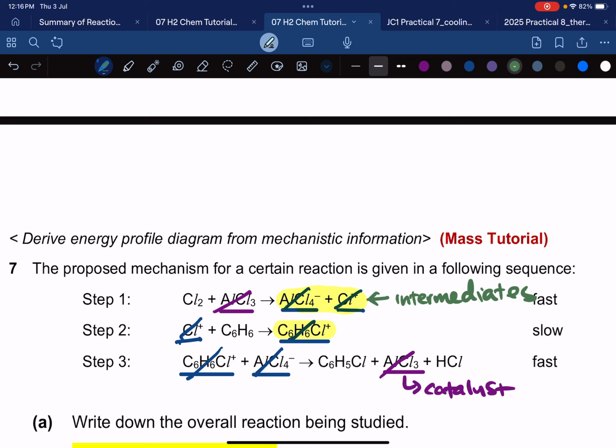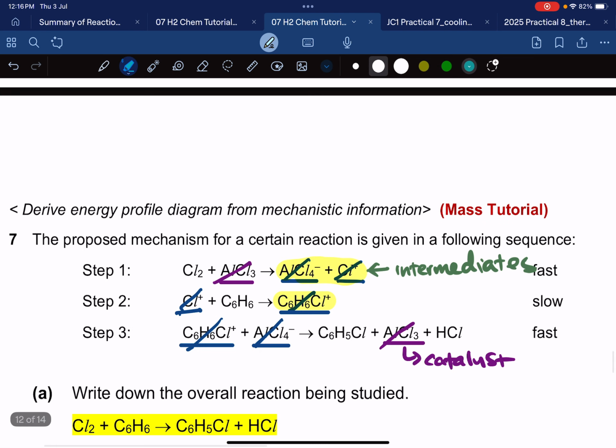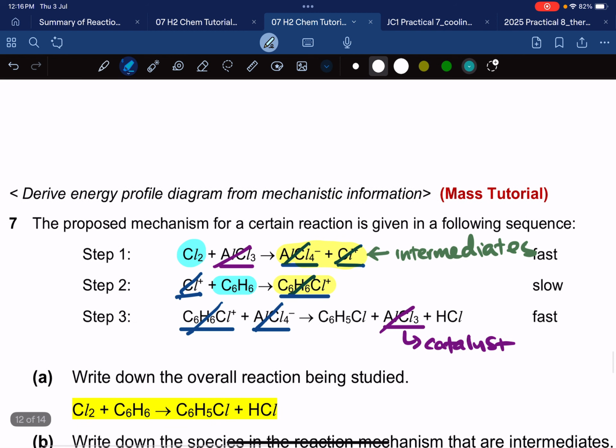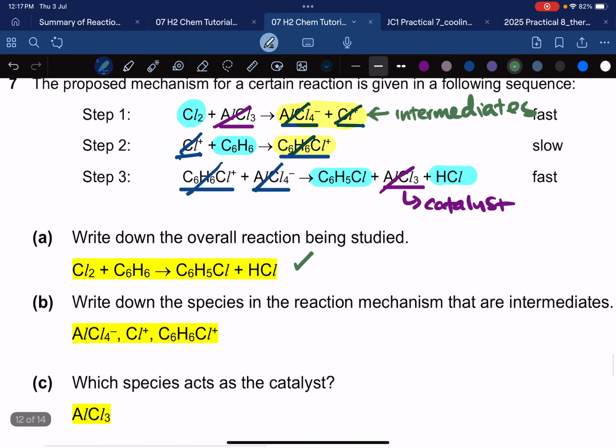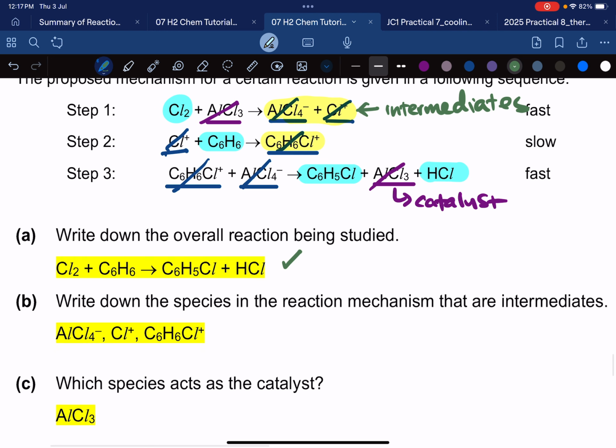Now, what will be the chemicals that are left in the overall reaction? We have the reactants Cl2 and C6H6. These two species will produce C6H5Cl and HCl, and this is your overall equation. With this, we have already covered B and C. We will now look at part D.